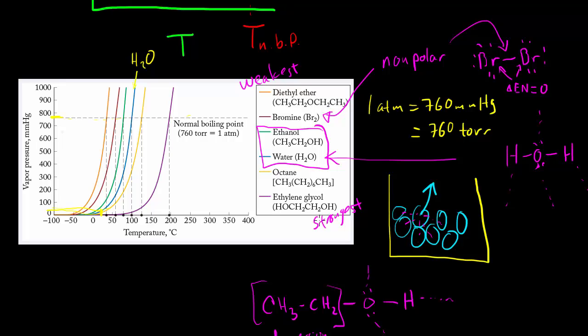The stronger the intermolecular forces, the lower the vapor pressure is going to be at any particular temperature. So here if we look at 100 degrees and we go up, we see that the vapor pressure of water is lower than the vapor pressure of ethanol, but the vapor pressure of octane and ethylene glycol are lower still at a temperature of 100 degrees Celsius. So that's the idea of what vapor pressure is and how it connects to intermolecular forces.